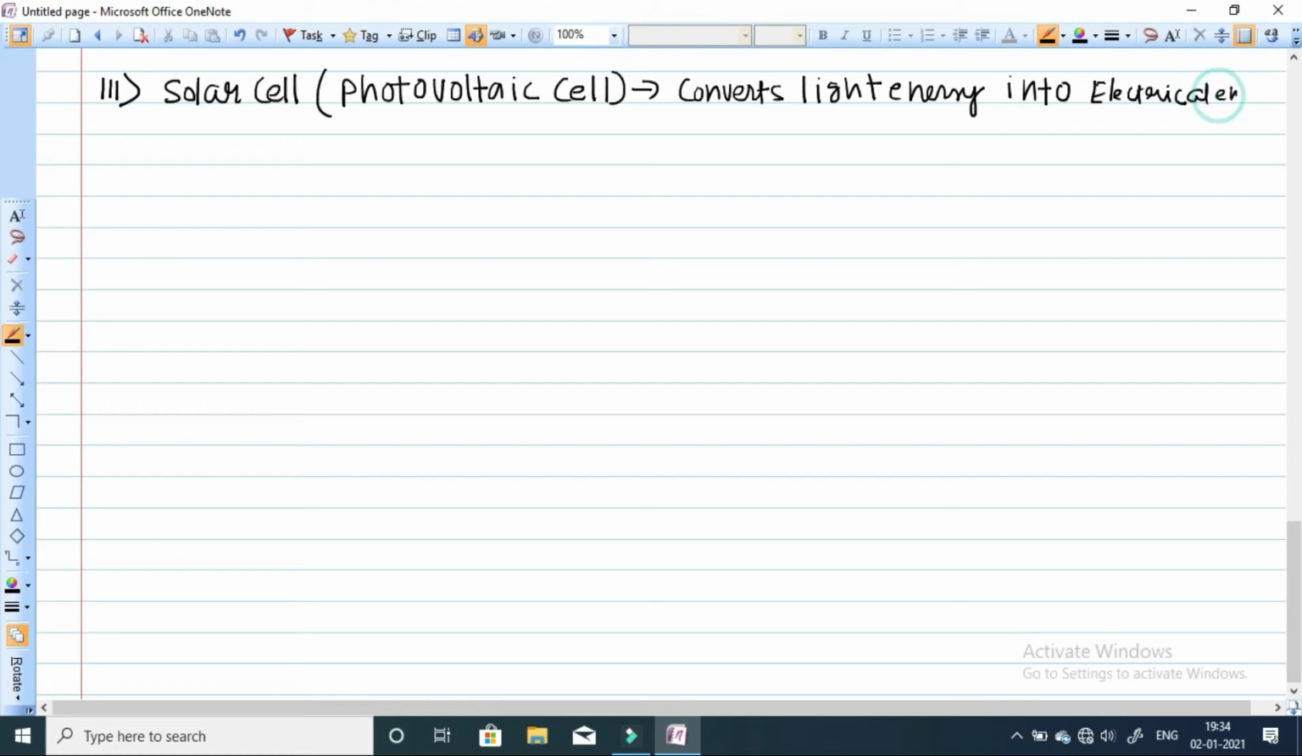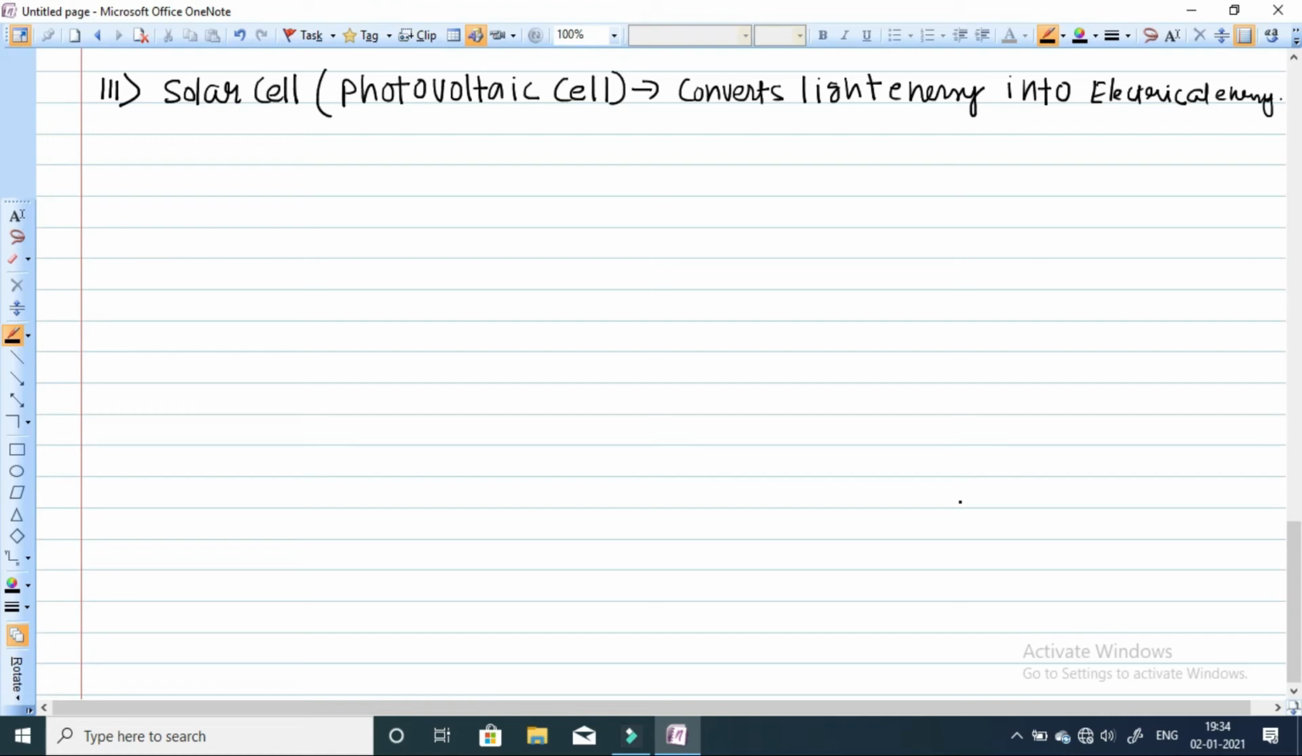Electrical energy. Now in the previous case, when we were discussing the photodiode, we have also seen that the photodiode converts light energy, or the energy of photons or radiations, into electrical energy. But what is the basic difference between this solar cell and the photodiode? The only difference is that in the case of a photodiode we require an external biasing, but in the case of a solar cell no external bias is required. This is the simple difference between the photodiode and the solar cell.